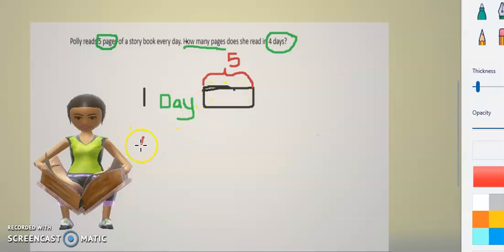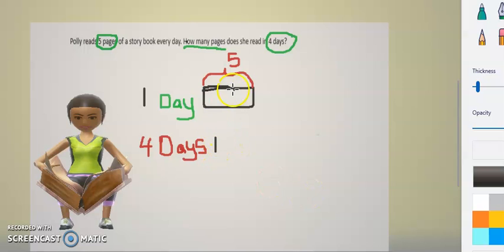Now we want to find out how many she reads in 4 days. So I'm going to write 4 days at the bottom here. You can label your bar model with any little word that you want. It's your bar model. You're just labeling it to keep your information organized and so that you can understand your information.